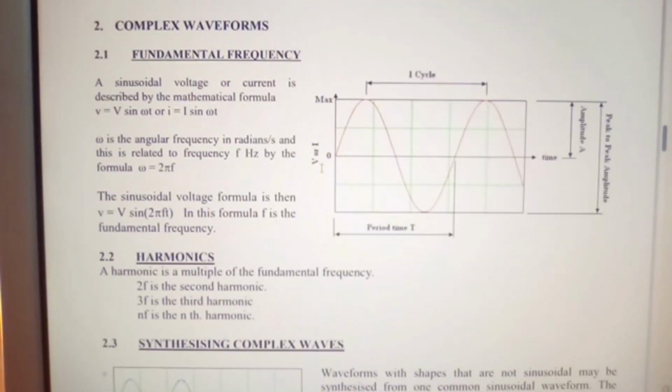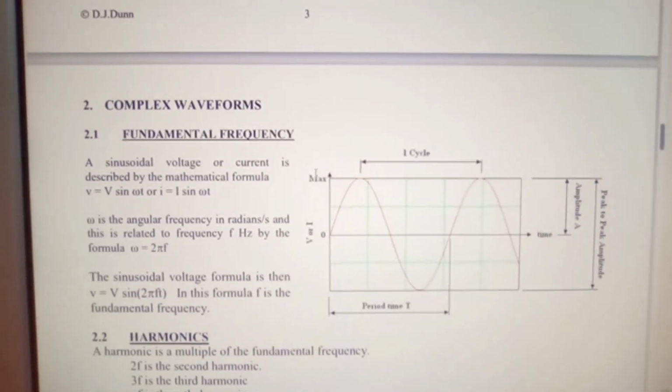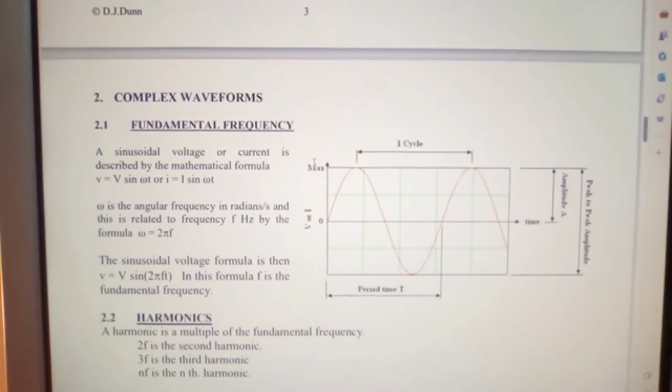Let me just go back up a bit, make sure everybody can get this into play. Okay.